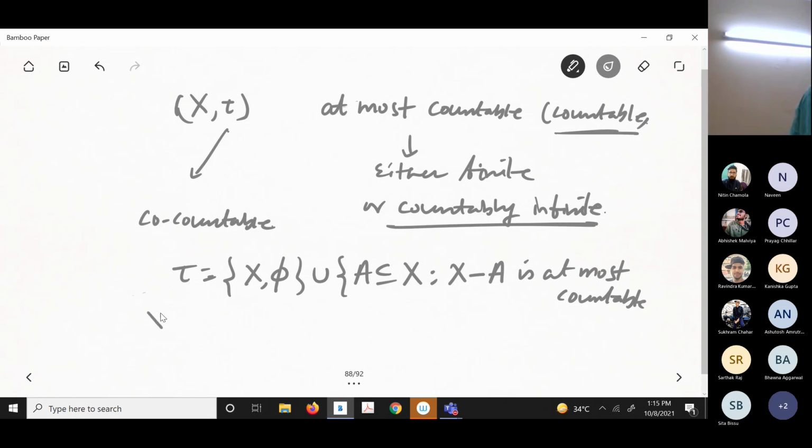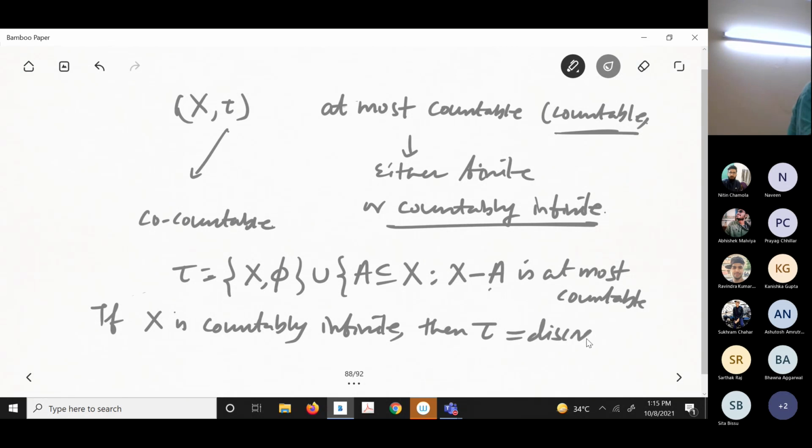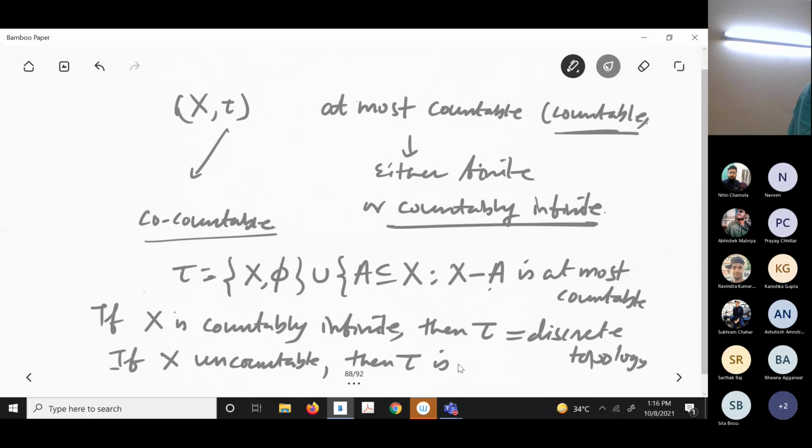Okay, and again you can check if X is countable, that means X is at most countable, or particularly if you take countably infinite. If X is countably infinite, then X minus A will also be at most countable. Then tau is the discrete topology, like you did with cofinite. So when co-countable topology, we usually take X uncountable. In fact, you can prove that tau is discrete topology if and only if X is countably infinite. You can prove the other way. Similarly, here also you can prove that if X is uncountable, then tau is not discrete.